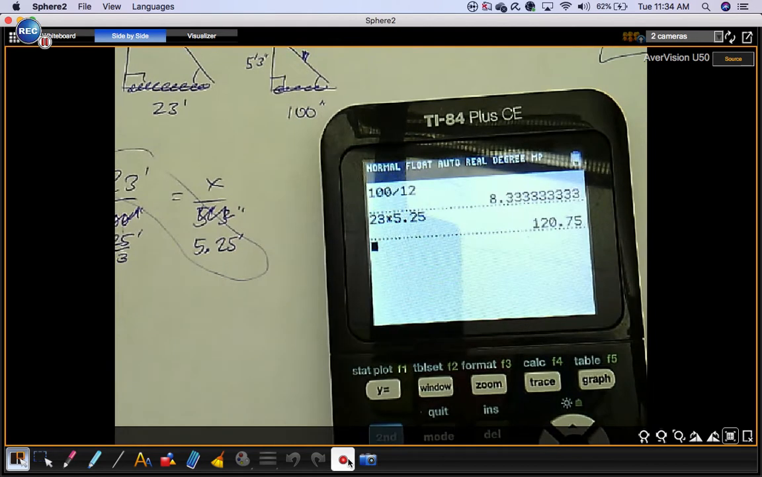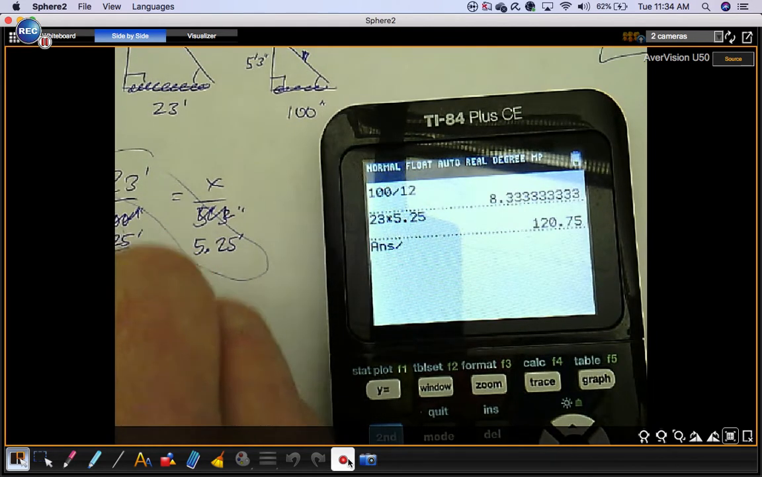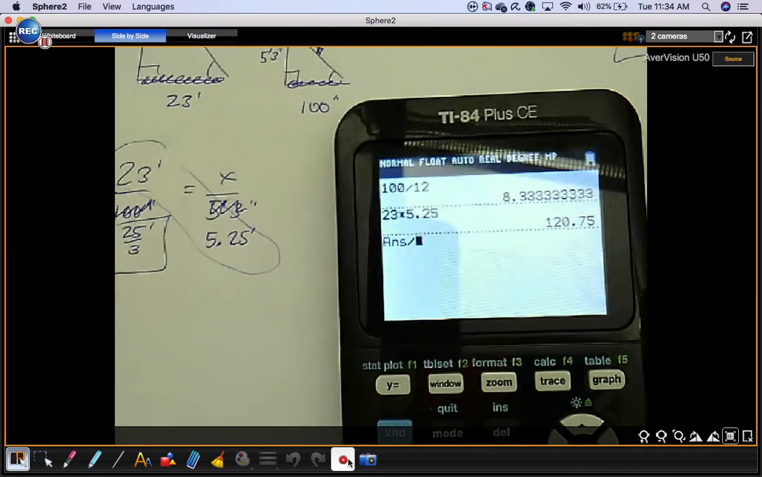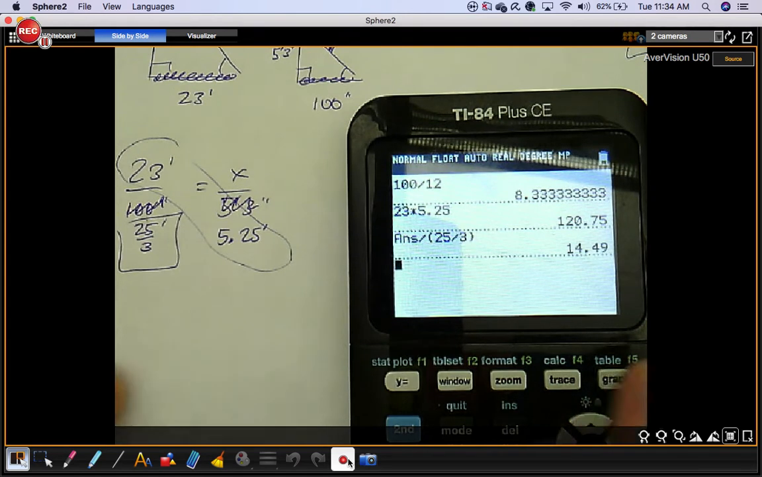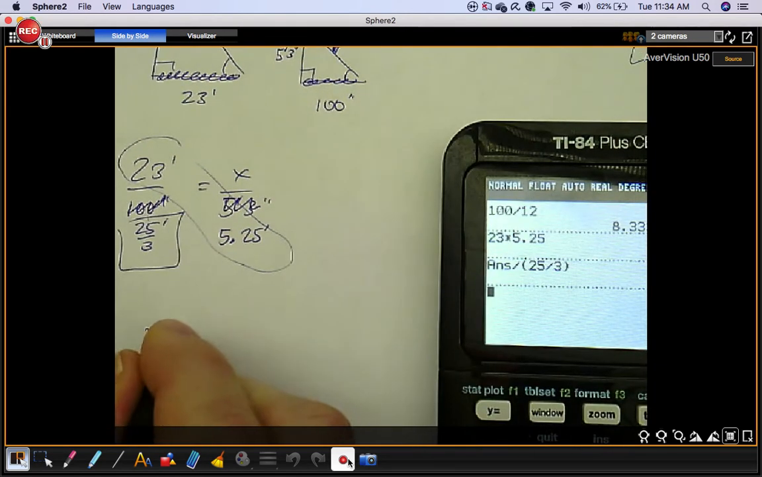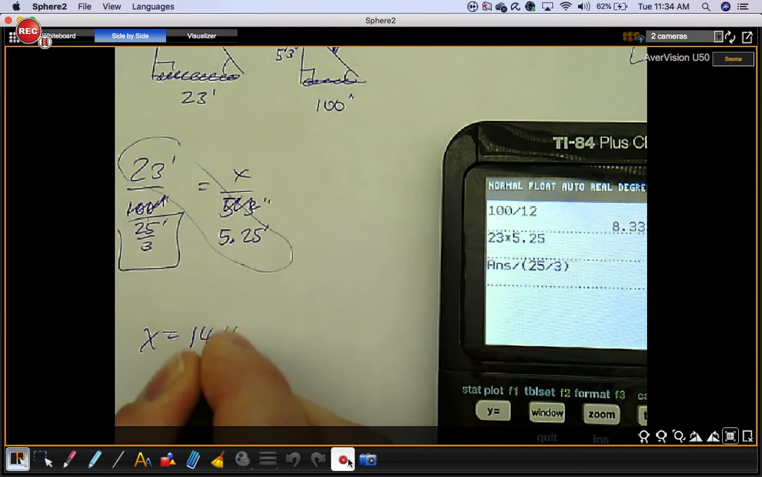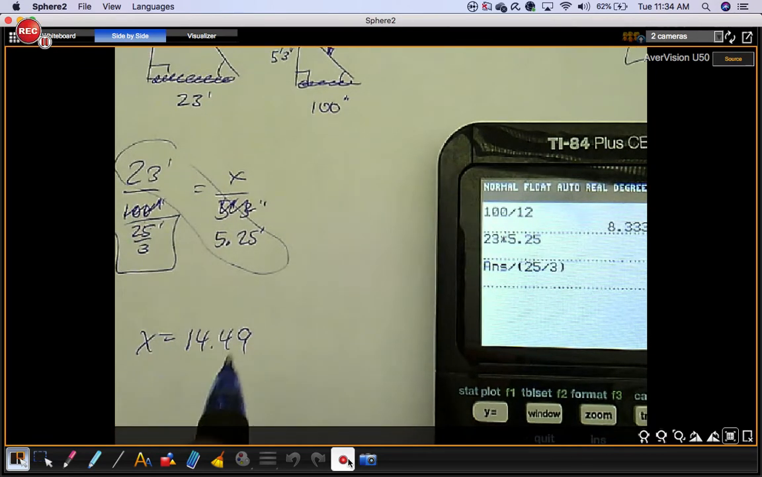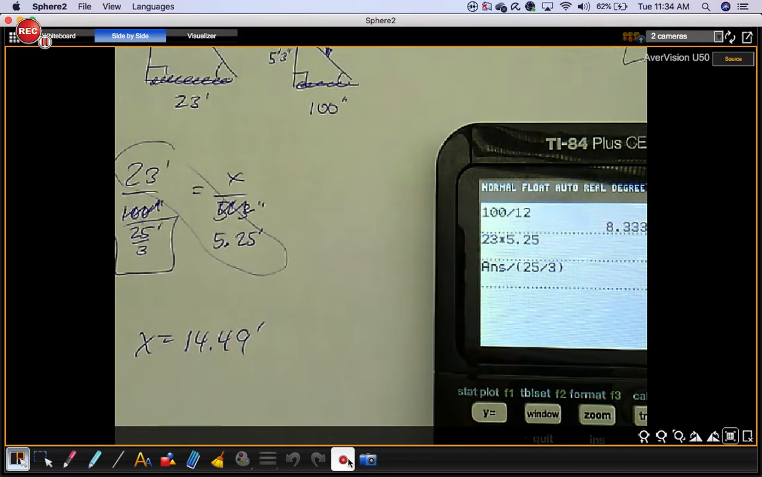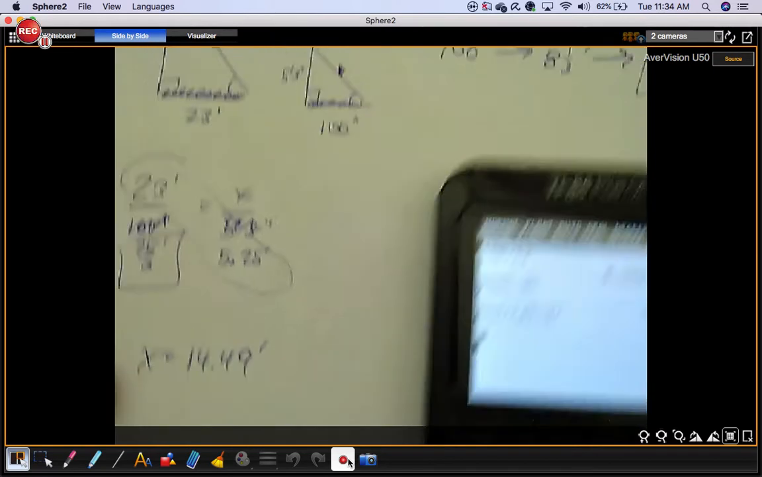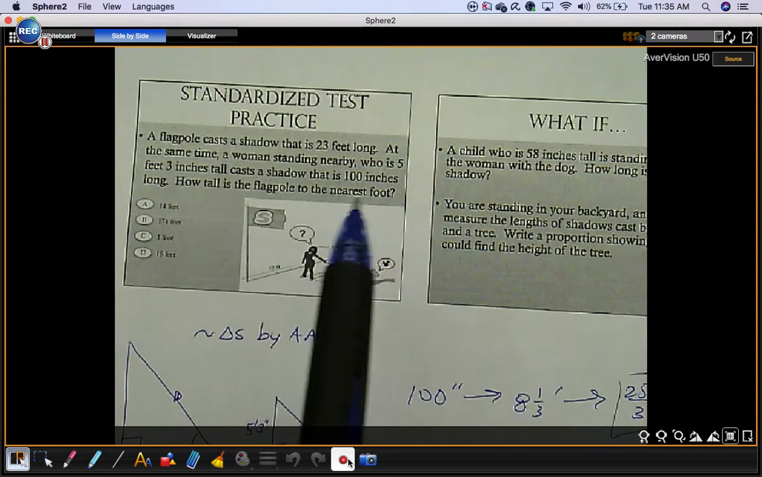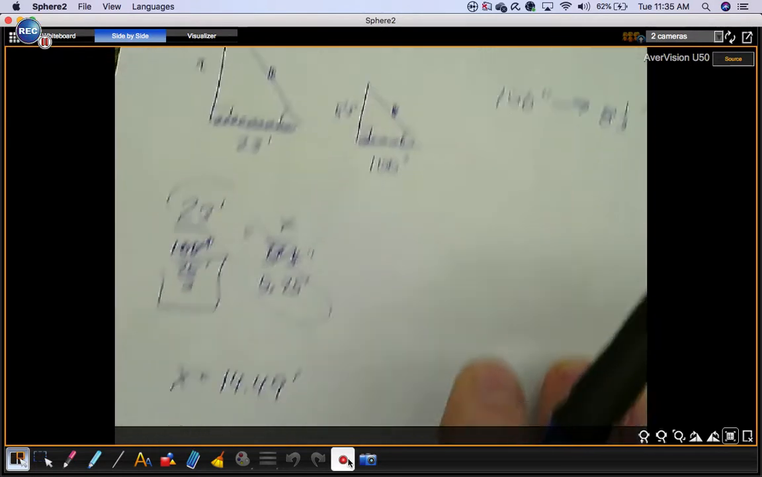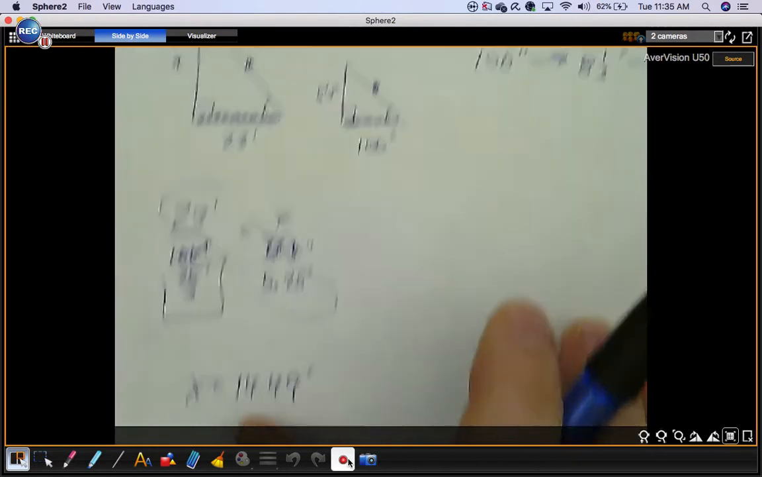And then you're going to divide by the other number, 25 thirds. So we're dividing by 25 divided by 3. This is the height of the flagpole now. And since I made all of these dimensions in feet, that's in feet as well. So if we go back to the question, how tall is the flagpole to the nearest foot? Well, if you're rounding to the nearest foot, we would have to round down to 14.